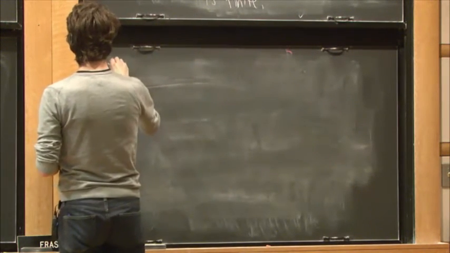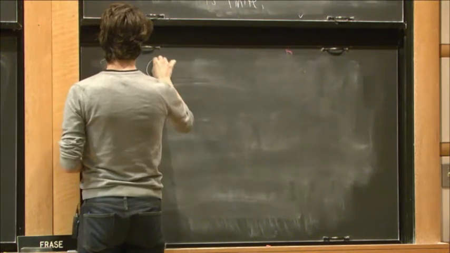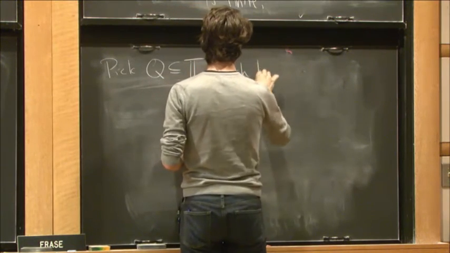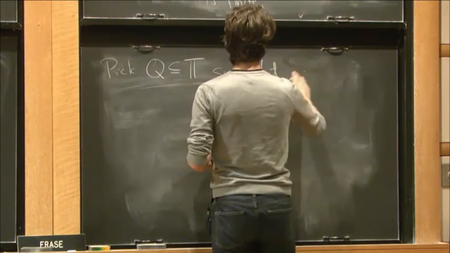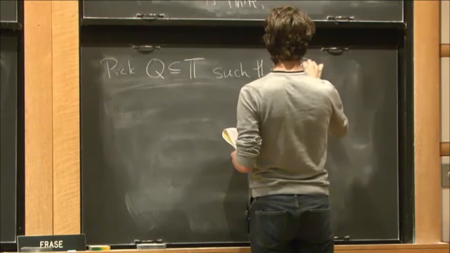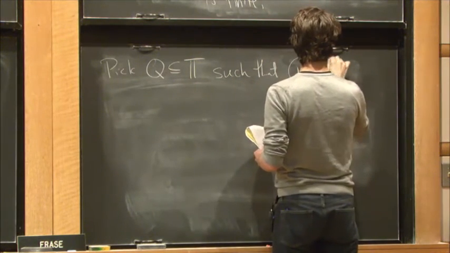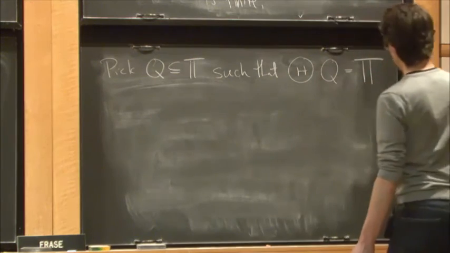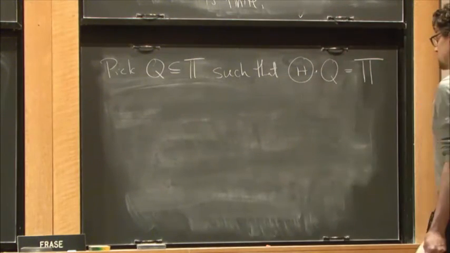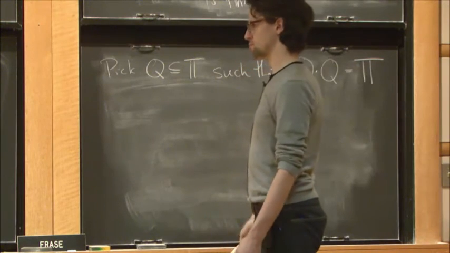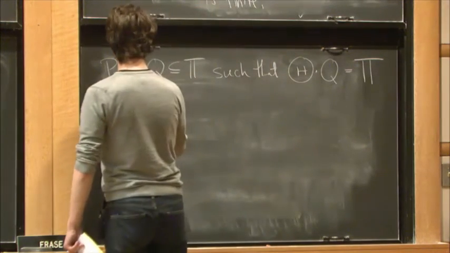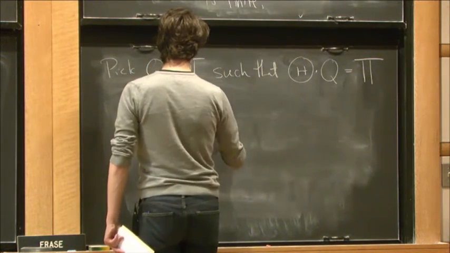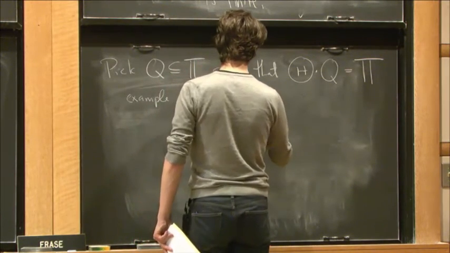So pick Q, a subset of this, such that its orbit under the group equals the whole thing. So an example is just given by the unit cube.